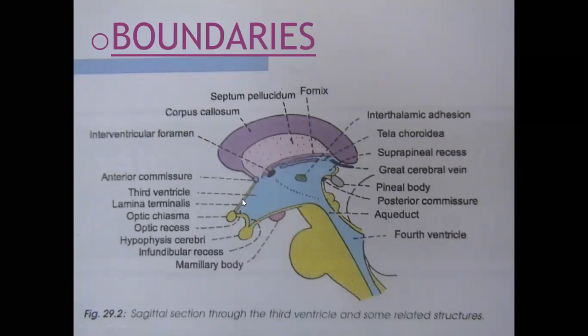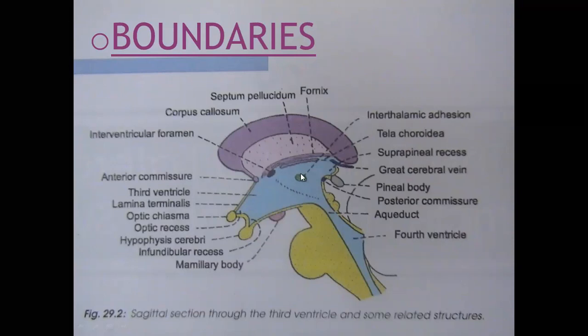In the floor, we have optic chiasma, infundibular recess, mammillary bodies. These are the structures in the floor. Posteriorly, we have posterior commissure, again commissural fiber, pineal gland, and cerebral aqueduct. These are the posterior structures. The roof is formed by ependyma. Ependyma between the two thalami, this is the roof.